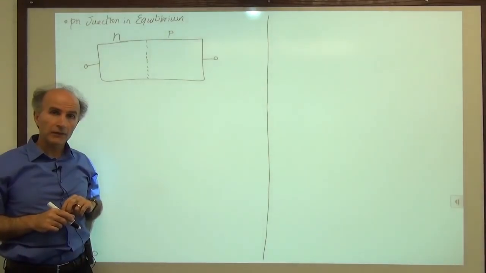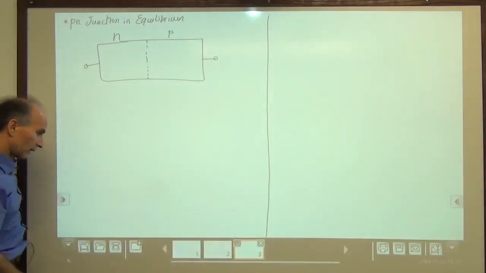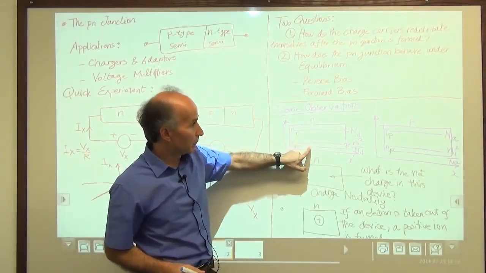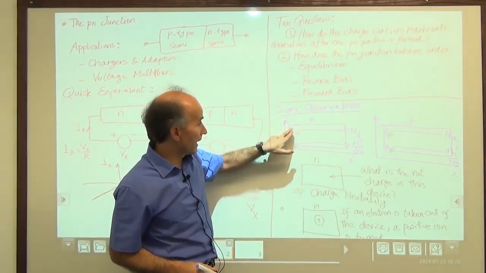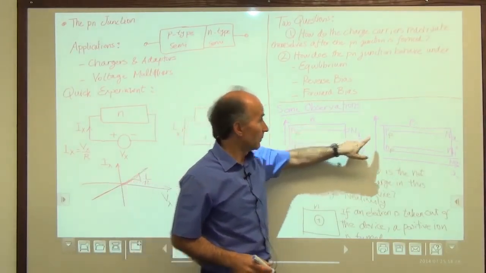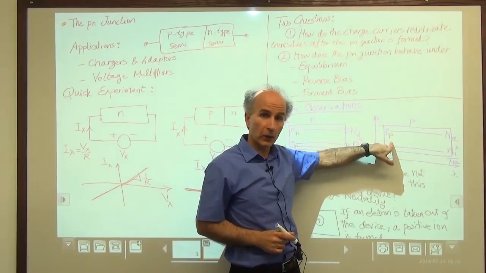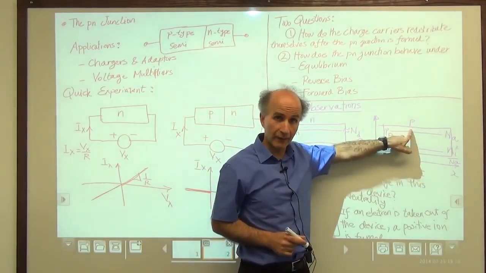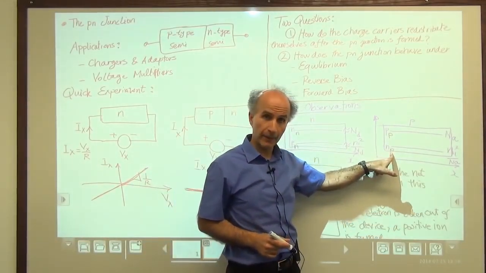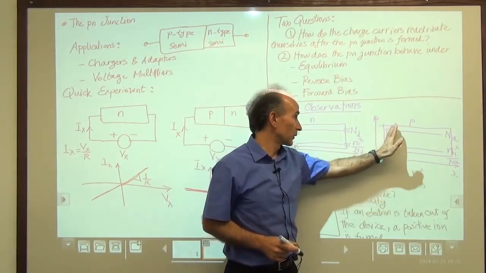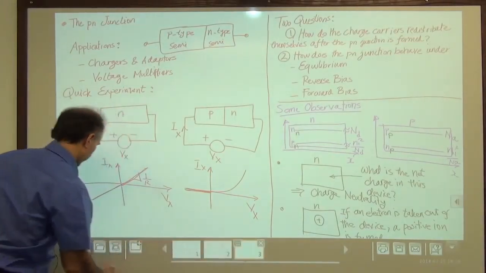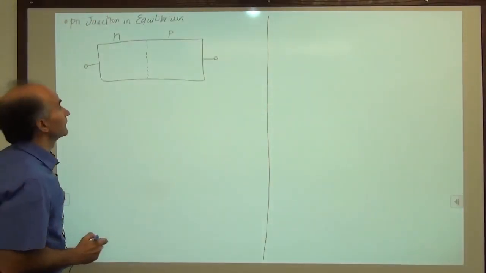Well, let's remember from the previous page. If I take it to the previous page for a second, remember what happened in N and P before we formed the junction. We had N sub N electrons per cubic centimeter on the N side, P sub P holes per cubic centimeter on the P side. These are the majority carriers. And then we have the minority carriers on this side, P sub N and N sub P. So we're going to form an interface between the P and the N and see what happens. So let's go back here and see what we get.